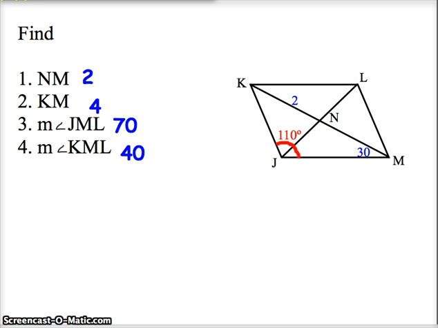If you got the correct answers, nice job, beautiful, wonderful. You guys are brilliant as normal. If you didn't, go back and try to figure out where your mistake was. Was it just a matter of reading the diagram wrong? Was it a matter of forgetting some of your definitions? Figure out where you went wrong.